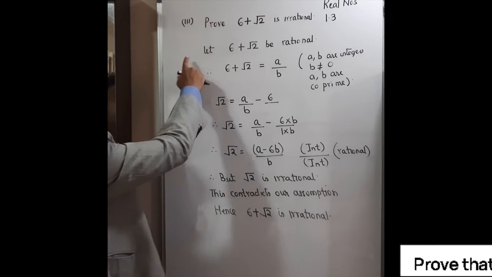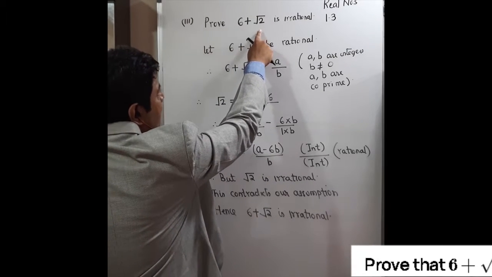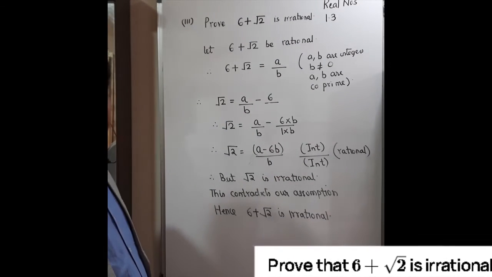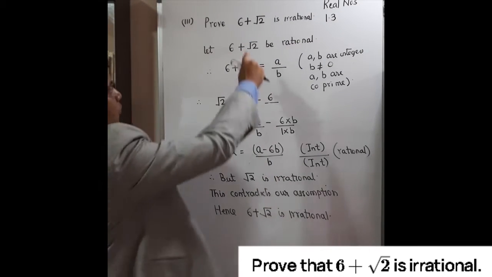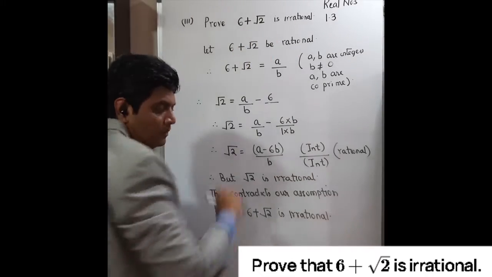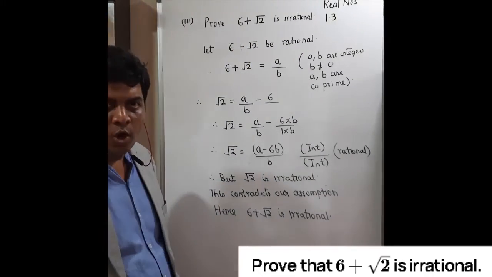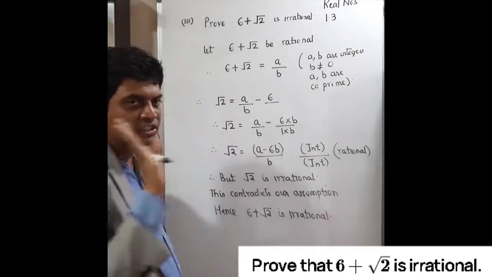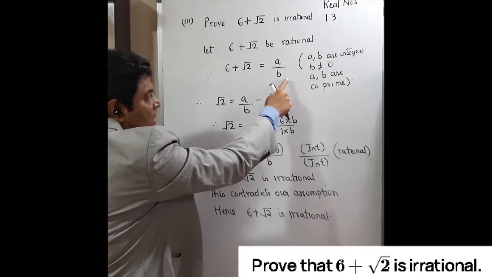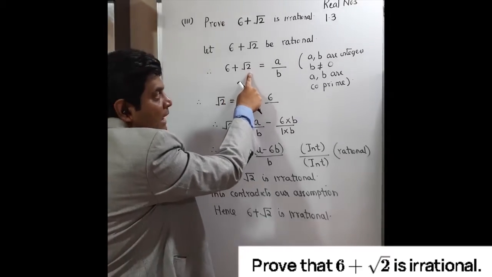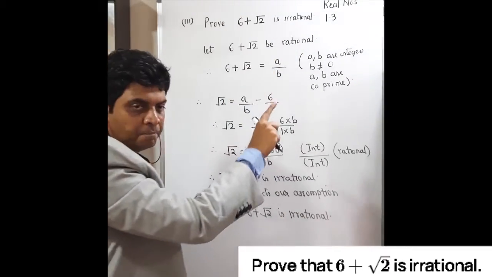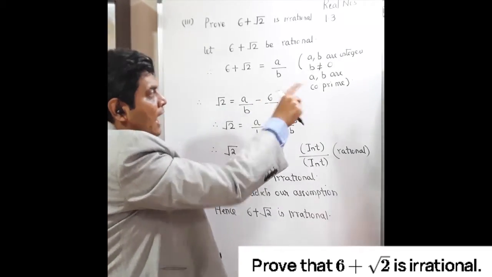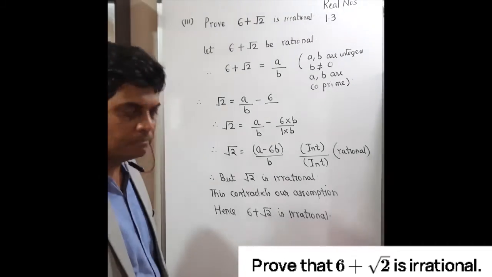Sum number 3, prove that 6 plus root 2 is irrational. Again, the method remains the same. We have to prove 6 plus root 2 is irrational. We will assume, let 6 plus root 2 be a rational number. If it is a rational number, then 6 plus root 2 can be written in the form a upon b, where a, b are integers, b not equal to 0, and a, b are co-prime numbers.